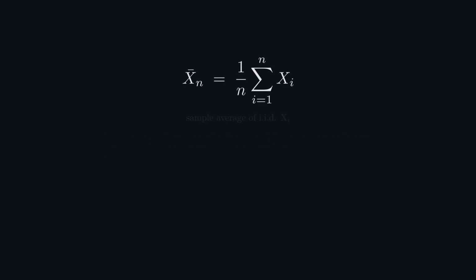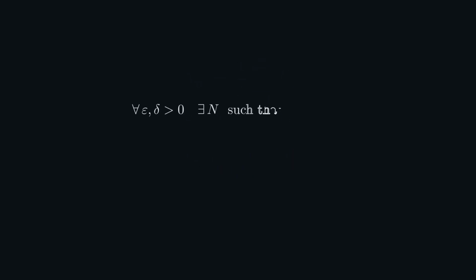It would also be good to briefly recap the weak law of large numbers. Long story short, the weak law tells us that the sample average of IID random variables becomes increasingly likely to be close to their expected value as the number of samples grows. More formally, for any epsilon greater than 0 and delta greater than 0, there exists some capital N such that, for every n greater than capital N, the sample average is within epsilon of the expected value with probability 1 minus delta.